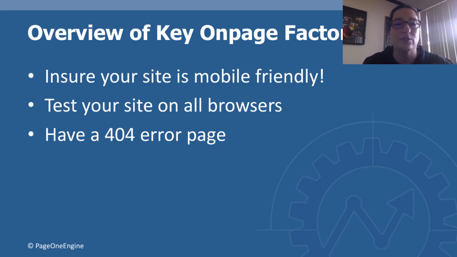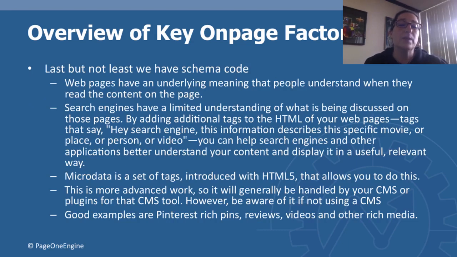It's a key factor. So, last but not least, we have schema code. Web pages have an underlying meaning that people understand when they read the content. Search engines have a limited understanding of what's being discussed on those pages. By adding tags to the HTML of your website, tags that say, hey search engine, this information describes this specific movie or place or person or video, you help the search engines and other applications understand your content in a more relevant way.